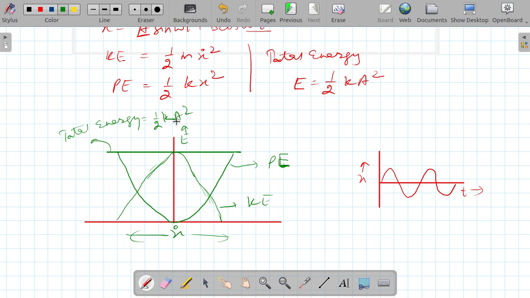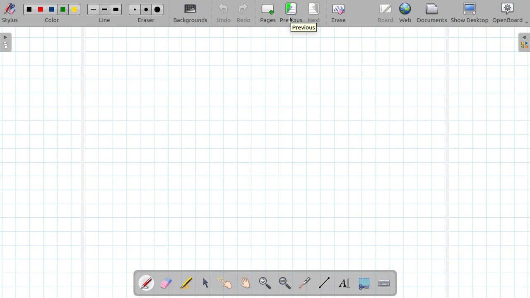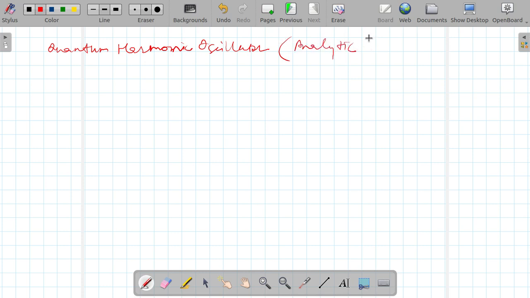So this is the graphical representation, and all of you are familiar with this result. Now next I will talk about the quantum harmonic oscillator, and here I am going to talk about its analytic method. I am briefly reviewing it. I am not going into the detail of this method. I am just writing the Schrodinger wave equation and then the final expression.